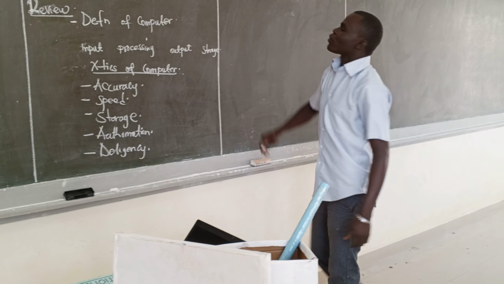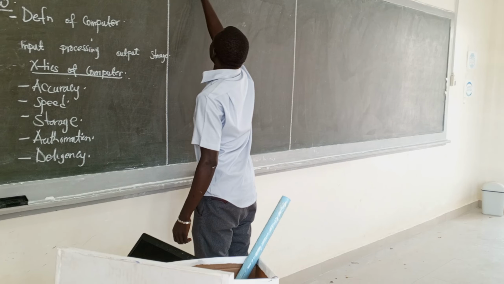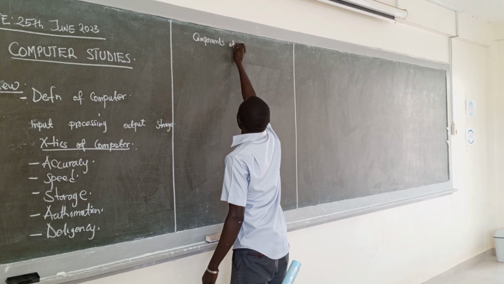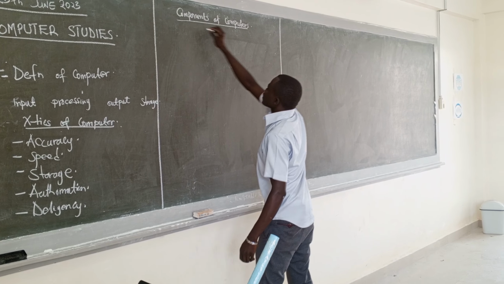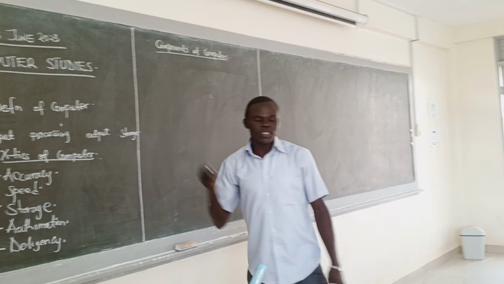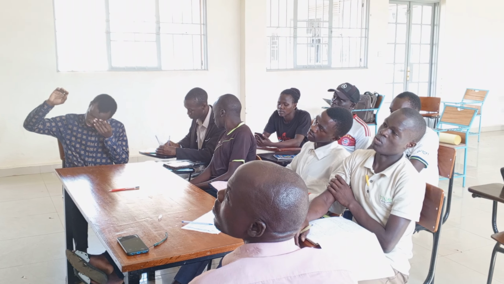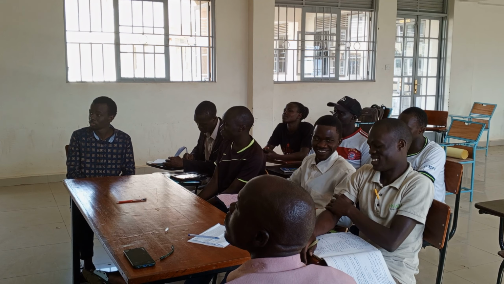Yes. Before we concluded our lesson last week, we stopped with looking at the components of a computer. Last week we said there are four major components that make up a fully usable computer. As a class, briefly, let's mention them. What are they? Yes? One. We have computer hardware. Yes? Another? Yes? Computer software.